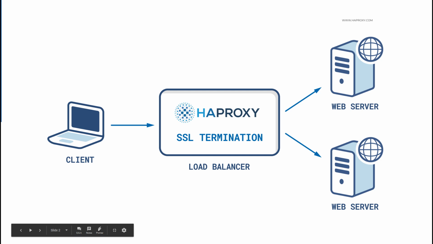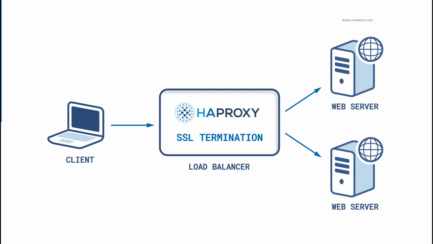So to get started, what is SSL termination, which is also known as SSL offloading? In essence, it allows you to take the job of encrypting and decrypting traffic away from your web servers and place it onto the shoulders of HAProxy. Now this is helpful because it lets your web servers do less work. It also allows you to store your SSL or TLS certificates in fewer places, such as only on your load balancer, rather than having to install them onto each individual web server.